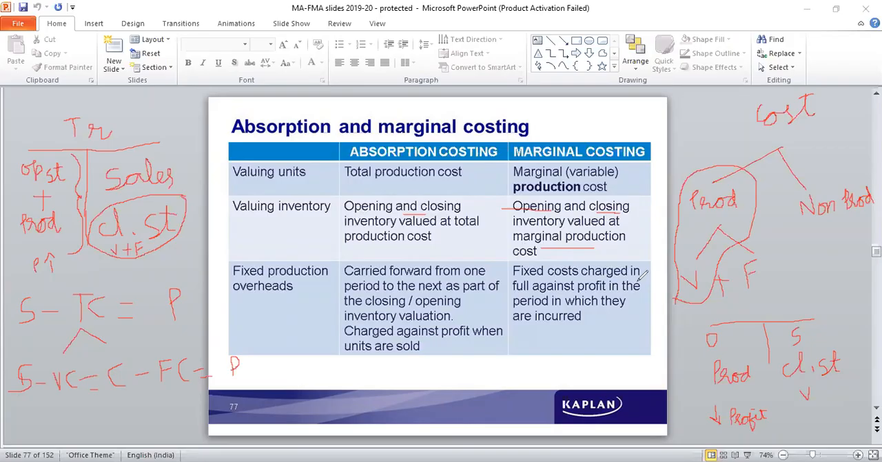But here no fixed cost is charged to the closing stock. Only the variable component is charged. So the fixed component is completely deducted here only. So the profits would be lesser. Fixed cost is charged in full against profit in the period in which it is incurred. Under absorption, fixed cost is proportionately charged and carried to the next period, so it is charged against profits when units are sold.